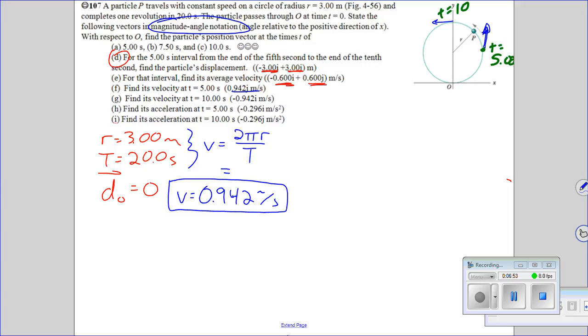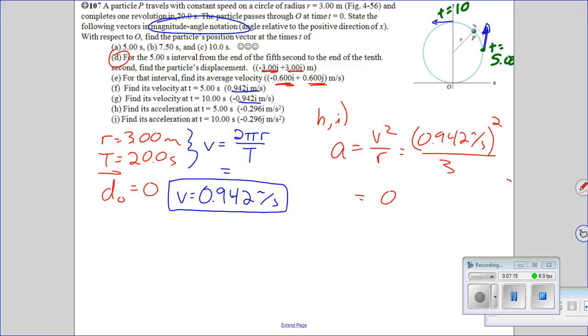And then to find your acceleration for H and I: acceleration is v squared over r. So plug in your 0.942 meters a second. Don't forget to square it. Divide it by your radius, and you get 0.296 meters a second squared, and then you just got to put in your direction. So check it out. Remember, the acceleration always points in. After 5 seconds, it points in a negative x direction, and after 10 seconds, it points in a negative y direction. All right, so there we go.